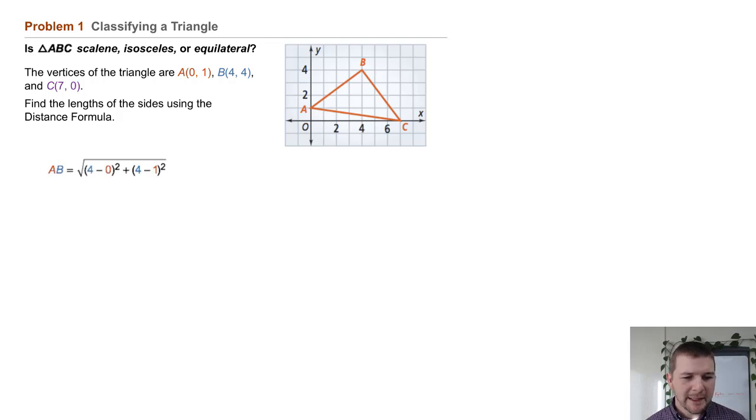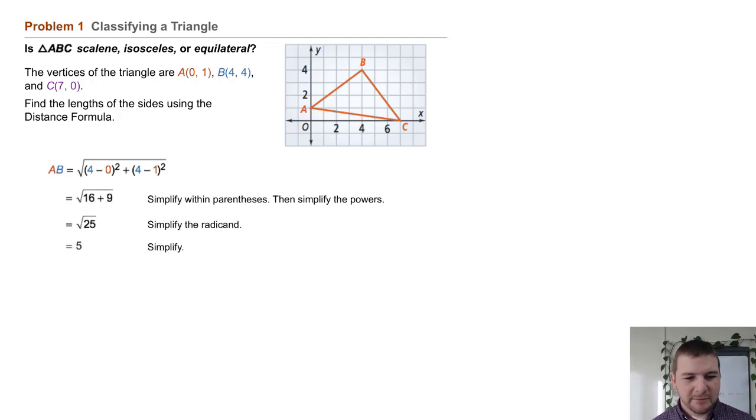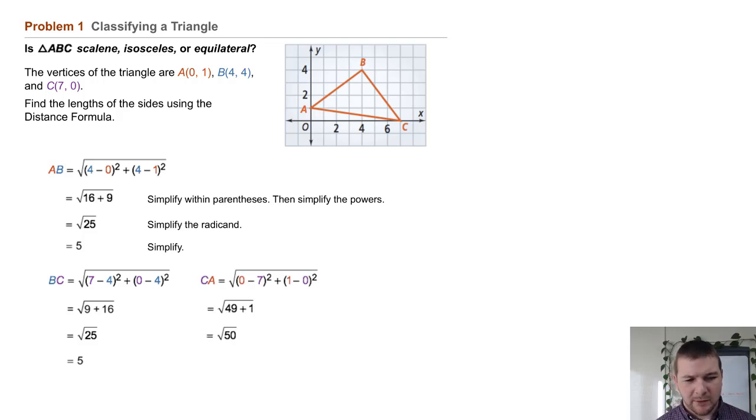AB will equal the square root of 4 minus 0 squared plus 4 minus 1 squared. Substituting, simplifying, we find that AB equals 5. We follow a similar process to find the length BC, that's 5, and then CA turns out to equal the square root of 50, which simplifies to 5 times the square root of 2. So this side's not congruent with the other two, but the other two are congruent with one another, meaning it's an isosceles triangle. To justify that, we can make the statement, since AB equals BC equals 5, then triangle ABC is isosceles.